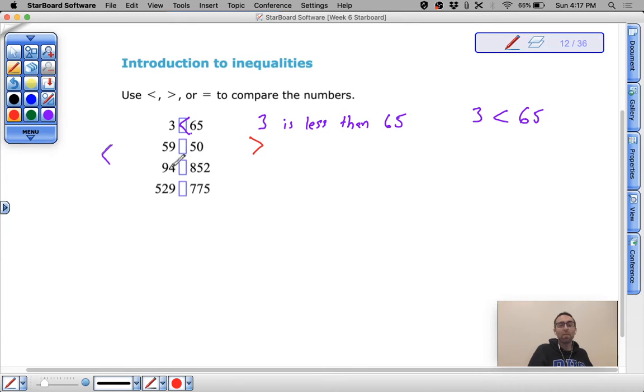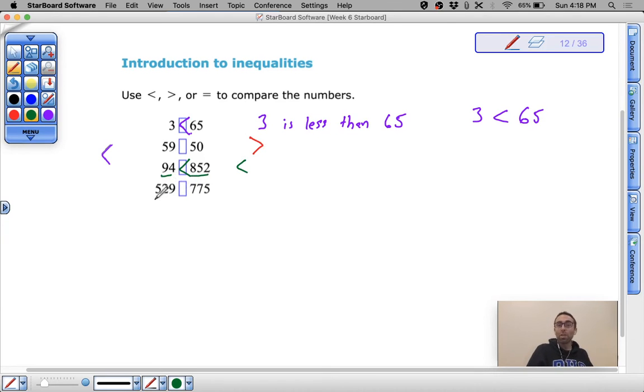And if I have 94 and 852, this one's pretty easy because I have 2 digits here, and here I have 3 digits. So this number is going to definitely be bigger. 852 is definitely bigger than 94, but since the 94 is first, we have to write this as 94 is less than 852. The last example I have here is 529 and 775.